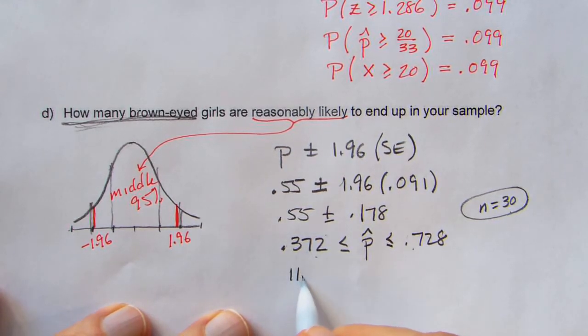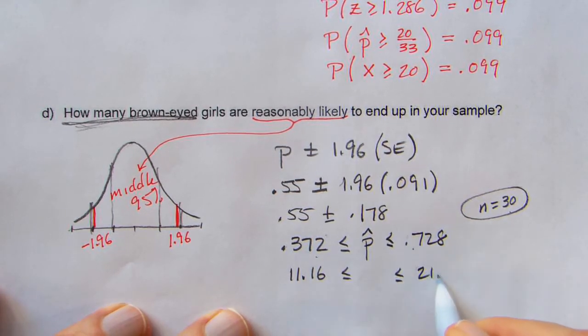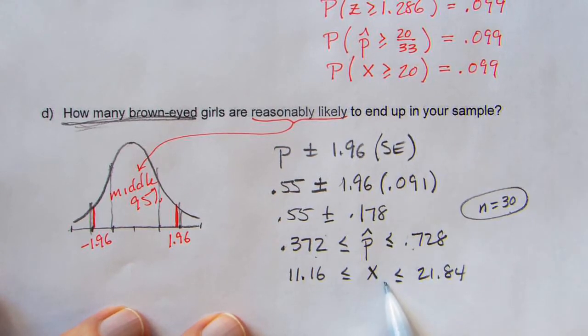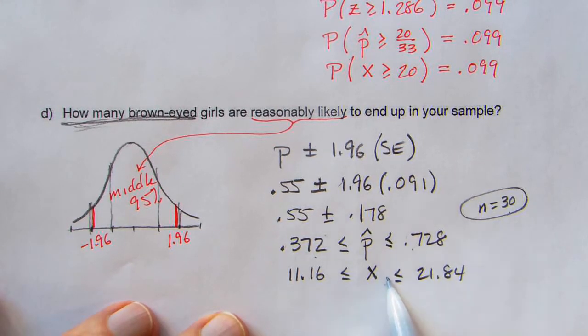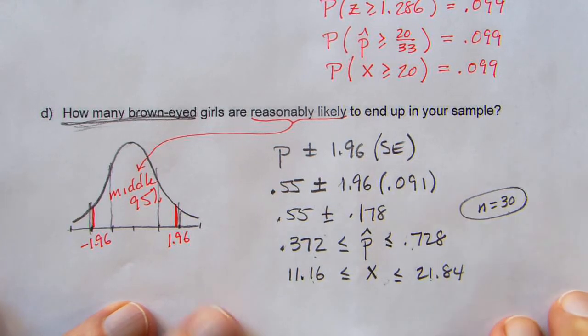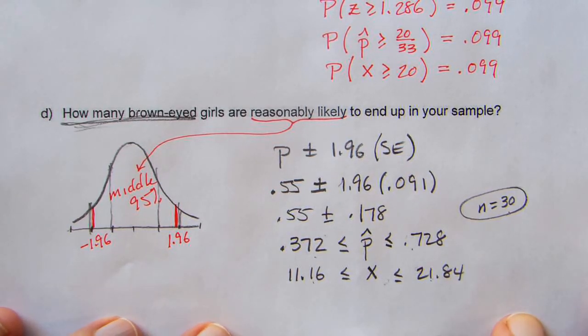And so we get about 11.16 and about 21.84. And now it would be X, or I probably don't want to use N because I've used that before, but X, which is actually the number of brown-eyed girls that are reasonably likely to occur in this sample of 30, or somewhere between 11 and 21 or 11 and 22 brown-eyed girls reasonably likely to occur in our sample. Getting, say, only 8 brown-eyed girls or getting 24 brown-eyed girls in our sample, while not impossible, would not be considered a reasonably likely outcome.